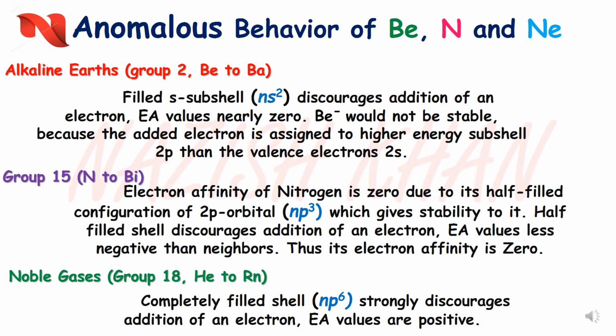Let's see the anomalous behavior of beryllium, nitrogen, and neon. Students, alkaline earth metals have a filled s subshell which discourages the addition of an electron. EA values are nearly zero.